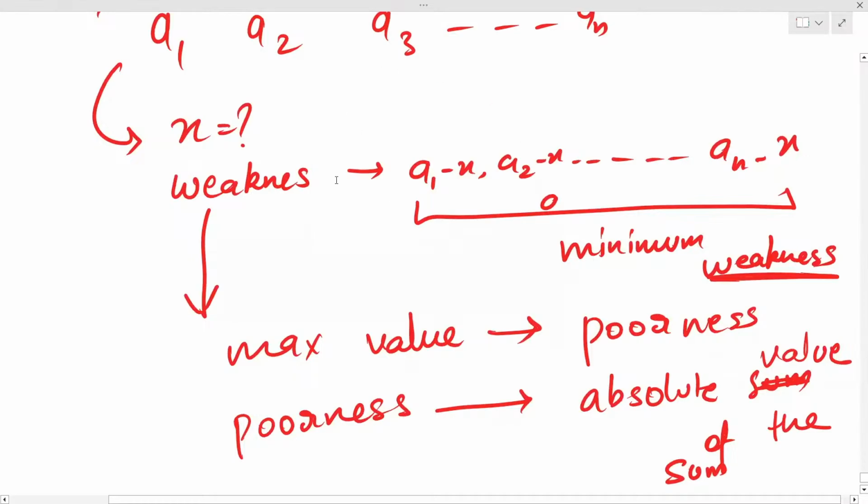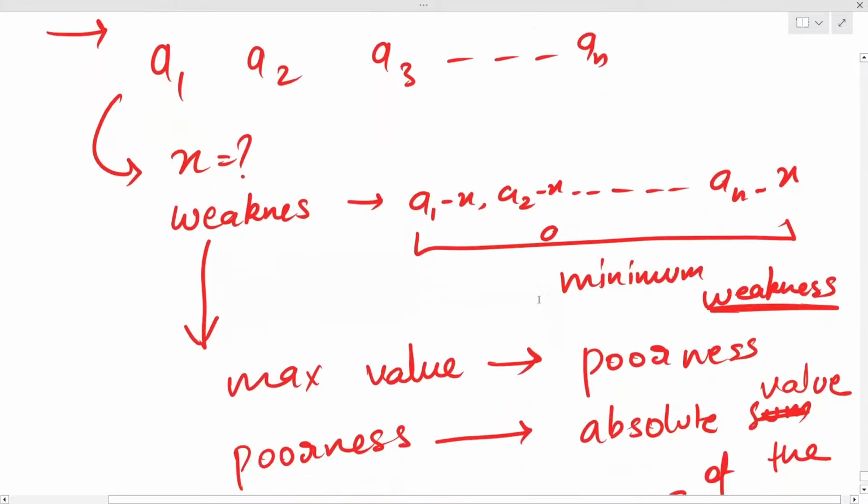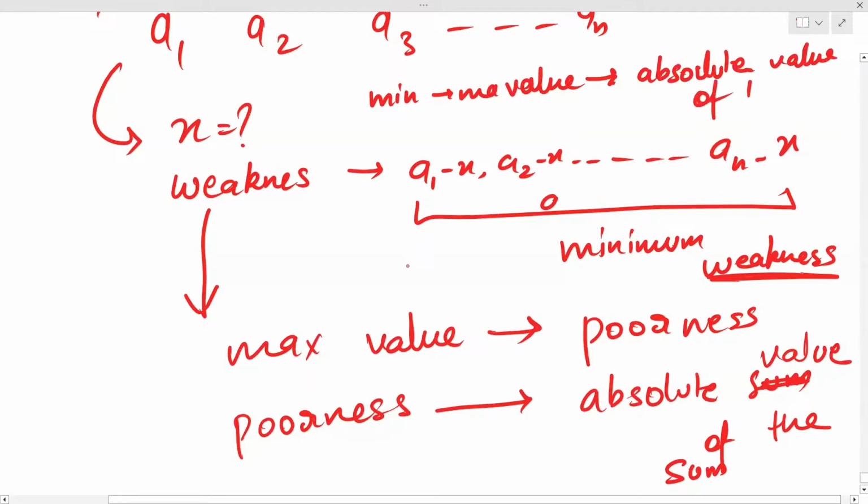So now we have to find the value of x such that we get the minimum weakness, and minimum weakness means we want the minimum maximum value. Let me write it as a statement: the minimum of the maximum value of the absolute value of the sum of a segment. We want to minimize the maximum absolute sum of any segment. Is it clear?